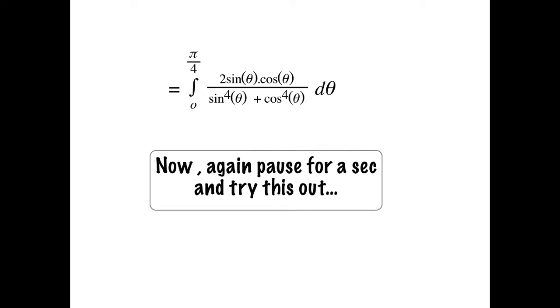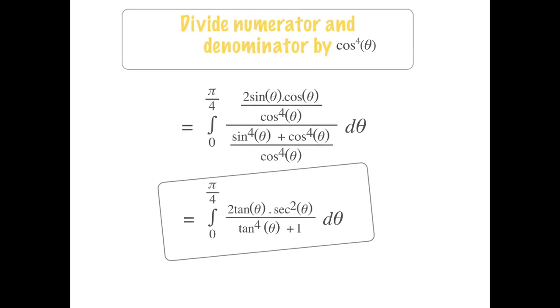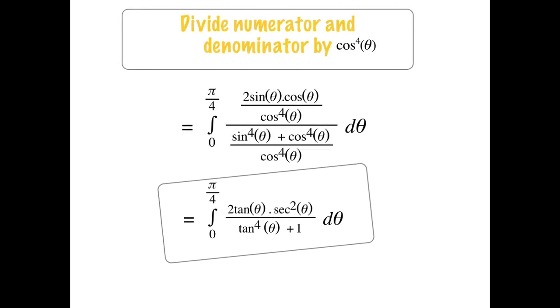Now let's begin. To simplify this stuff, what you need to do is first of all divide the numerator and denominator by cos to the power 4 theta. After you do that, you'll get the term that is located in the brackets, which is the integral from 0 to pi by 4 of 2 tan theta times secant squared theta by tan to the power 4 theta plus 1 d theta. So in terms of theta, it's good. Now what to do, right? The main question arises now, what to do.